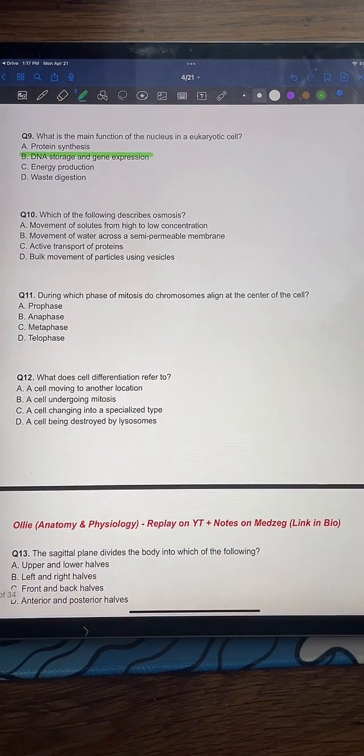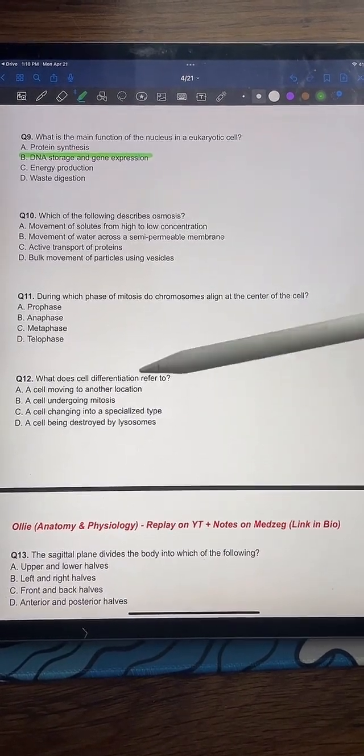Number 10, which of the following describes osmosis?